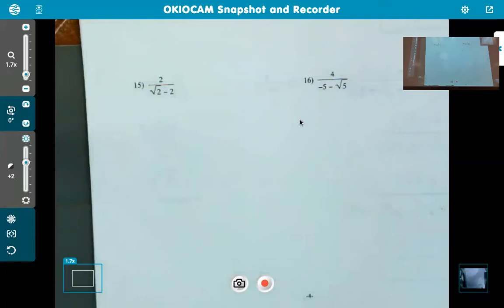Either way. Negative 2 minus 2. Negative 2 minus 2. The little terms sort of cancel.